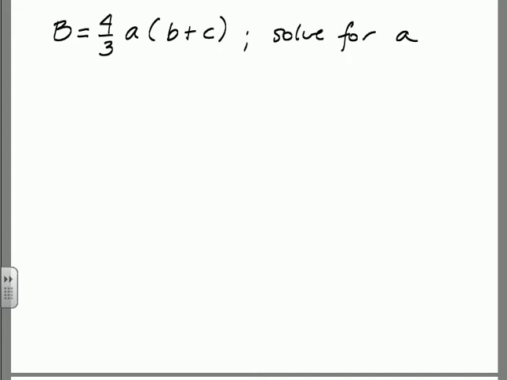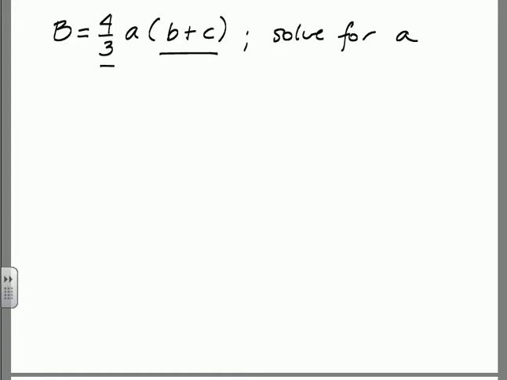Oh, this is my favorite example. We've got lots going on here. So we've got b equals 4/3 a times b plus c, and we want to solve for a. Okay, so we've got this in the way and we've got this in the way. So first of all, let's take a look at that 4/3. How can we get rid of the 4/3?